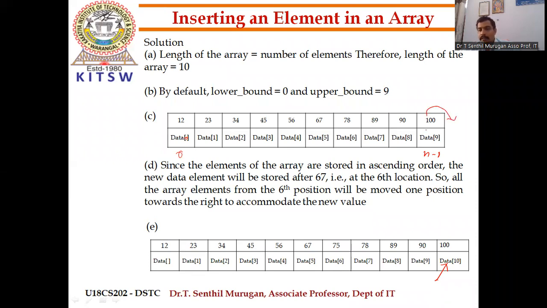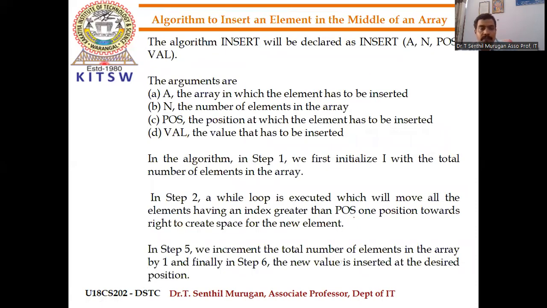100 will be shifted to 10, 90 will be shifted to 9, 89 will be shifted to 8, and 78 shifted to 7. And we can check the sixth position. The position is data 6. There we have to insert the 75. That is what we explained in the slides.